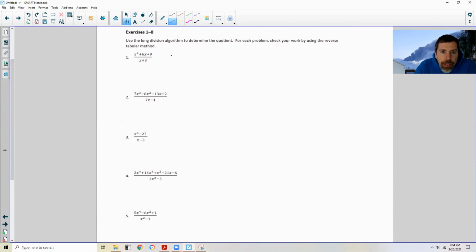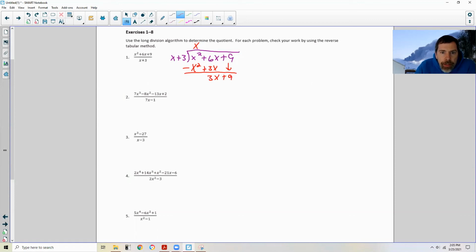Okay, so the denominator is going to be outside the division, x squared plus 6x plus 9. X times x is x squared. Okay. So I put an x here. X times x, x squared. X times 3, 3x. Subtract. X squared minus x squared is 0. 6x minus 3x is 3x. Bring down the plus 9.